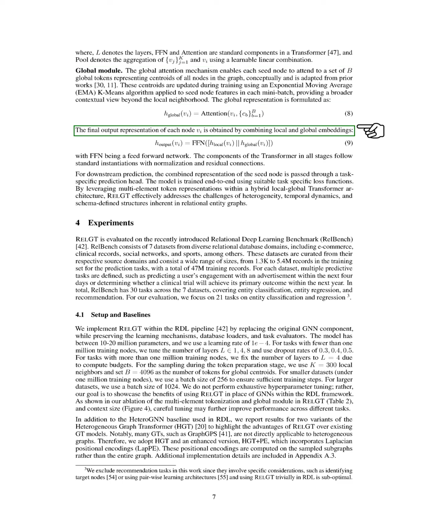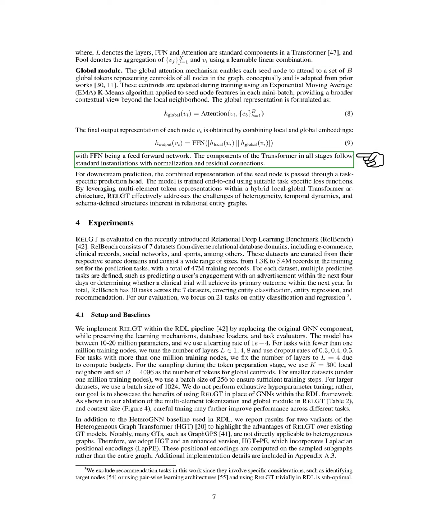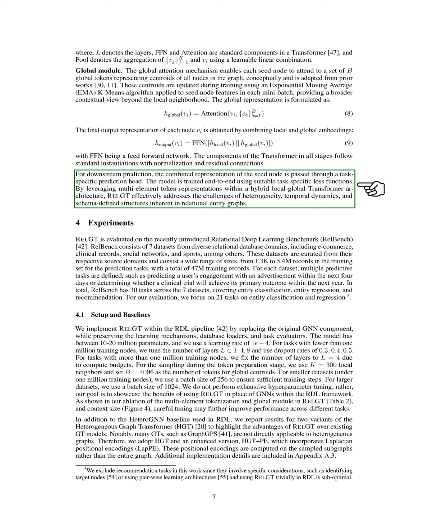The final output representation for each node combines both local and global embeddings, processed through a feed-forward network. All components of the transformer include normalization and residual connections, and the combined representation is used for downstream predictions with task-specific loss functions. By integrating multi-element token representations in a hybrid local-global transformer architecture, RELGT effectively tackles the challenges of heterogeneity, temporal dynamics, and schema-defined structures in relational entity graphs.